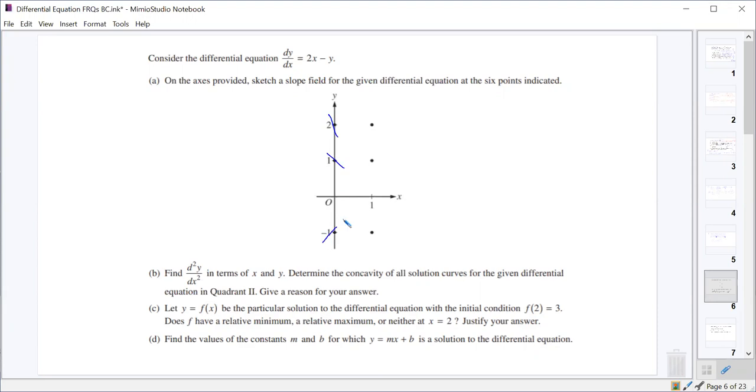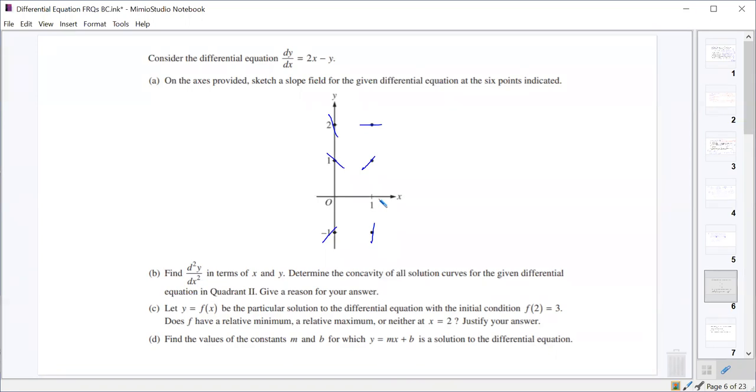And 0, -1 should have given you +1. And then 1, 1 should have given you +1. And 1, 2 should have given you 0. And 1, -1 should have given you 3. Good? And let's see, yeah.